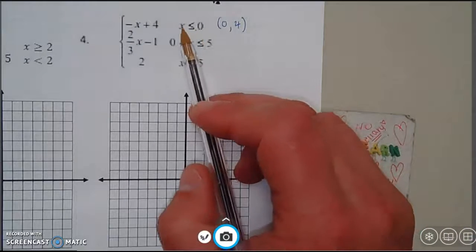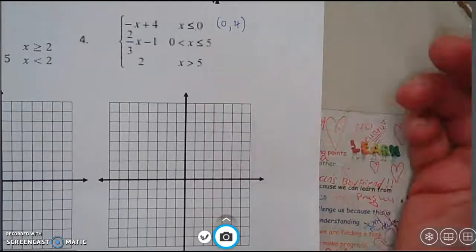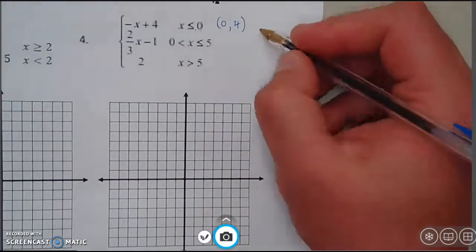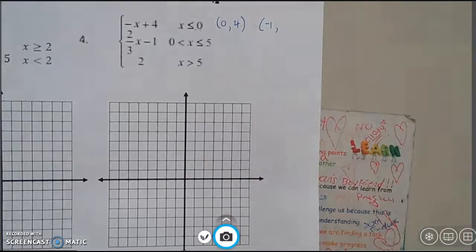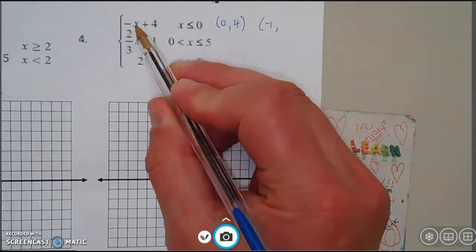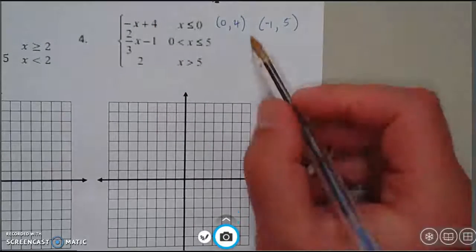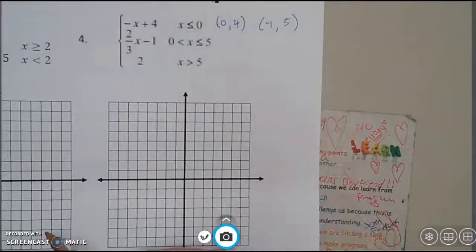Okay, so take any value less than 0. So what's a good number less than 0? -1, -2, -3. So let's just say I take -1, keep it easy. If I take -1 and I substitute it in here, -(-1) is 1, plus 4 is 5. All right, so now these 2 points are going to make up this line. So let's go ahead and plot it.